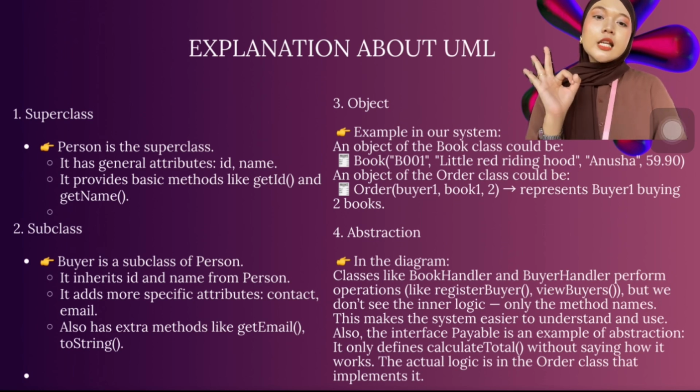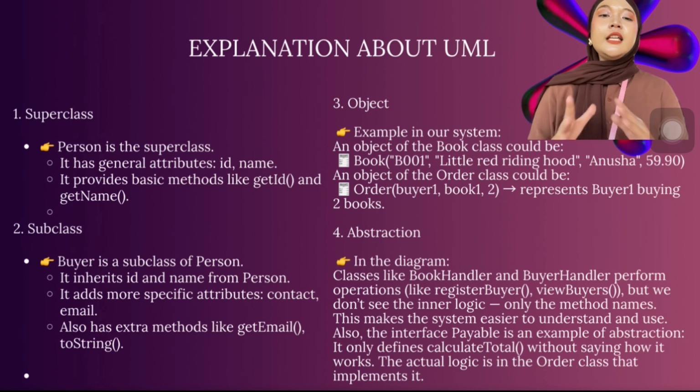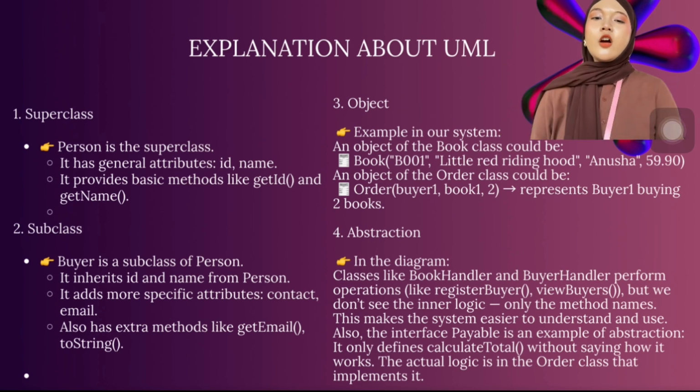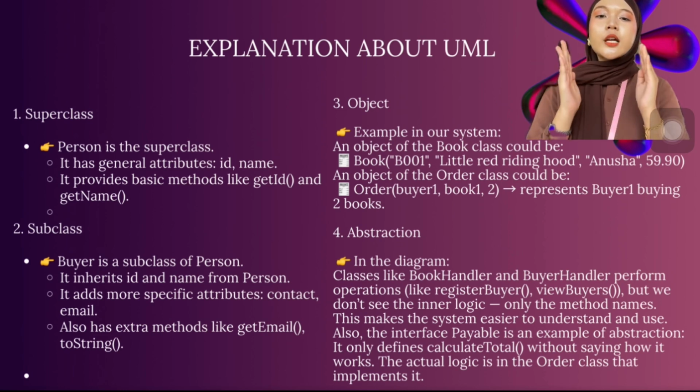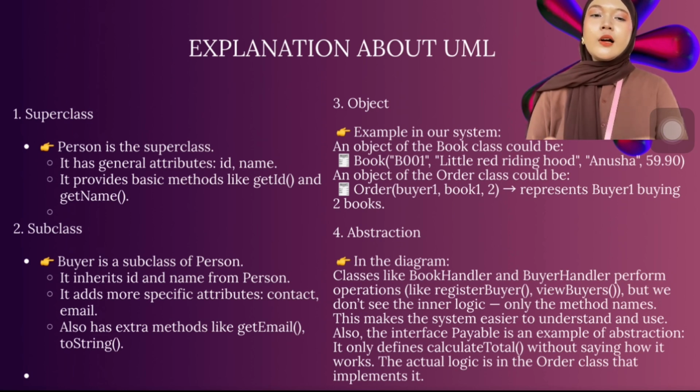For the third one is object. In object, we have examples in our system, like an object of the Book class could be Book, with book ID B001, Little Red Riding Hood, Anusha, and 59 ringgit 90 cents. An object of the Order class could be Order, Buyer1, Book1, 2. It represents Buyer1 buying 2 books.